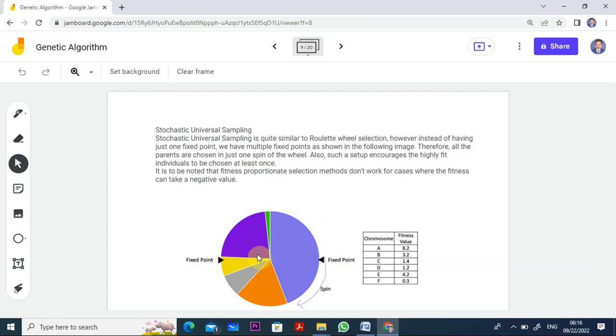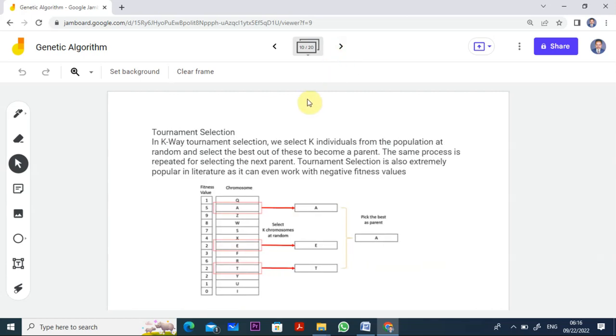Also, such a step encourages the highly fit individuals to be chosen at least once. So all are given a chance here. It is to be noted that the fitness proportionate selection method doesn't work for cases where the fitness can take a negative value. If the fitness has a negative value, it won't take that one here. That is the only thing you have to remember. Then we are moving to our next slide.